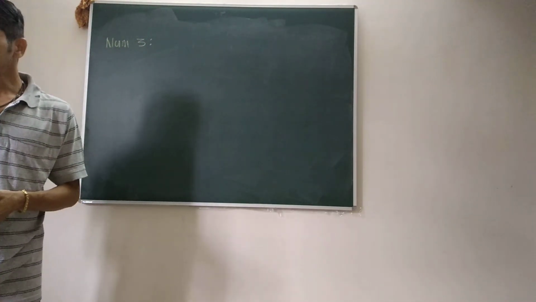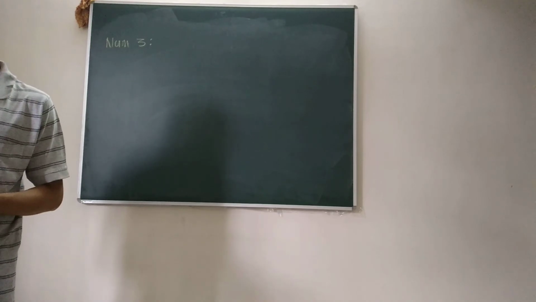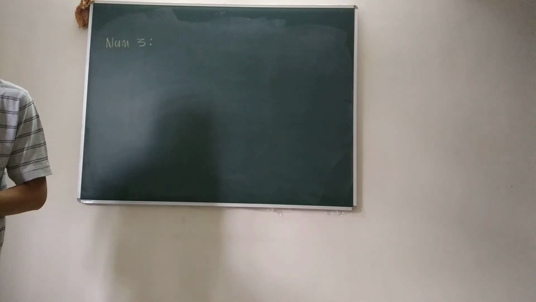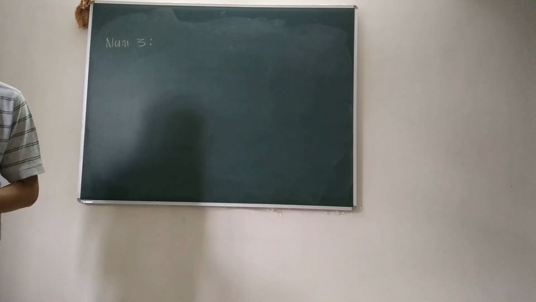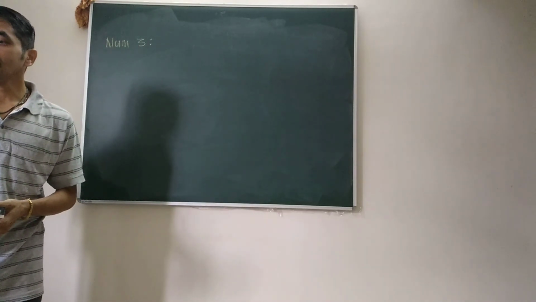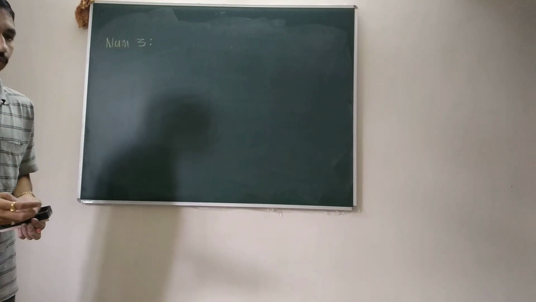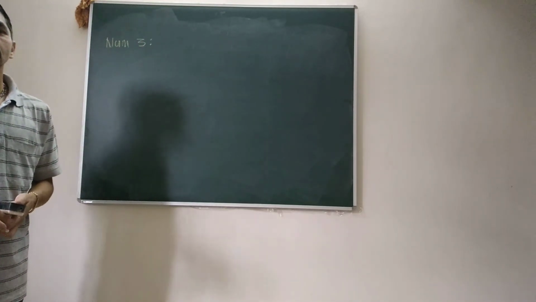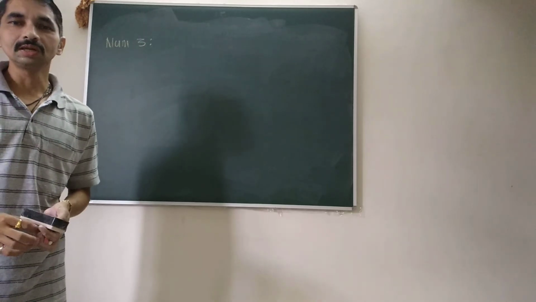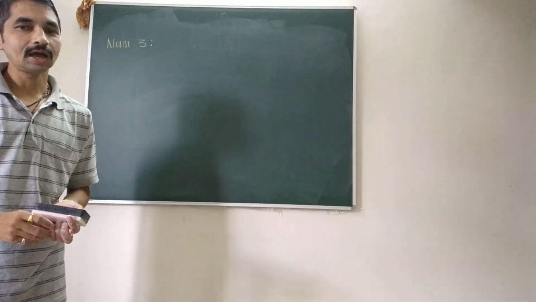So in the third numerical, they are given a three-phase slip ring induction motor which is connected to a rated supply voltage. The EMF induced between the slip rings at standstill is 80 volt. Here they mention it is the EMF induced between the slip rings, that means it is a line value.